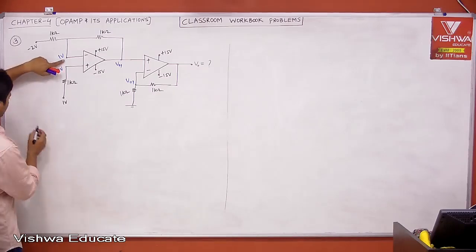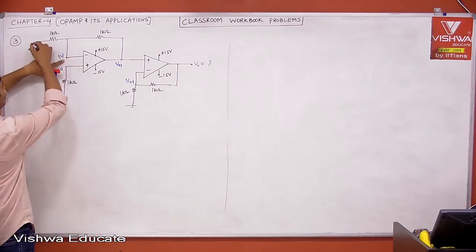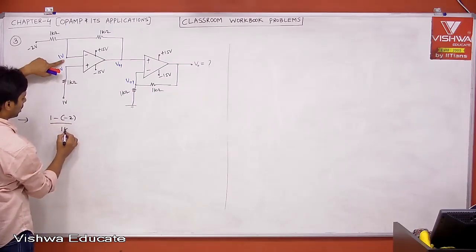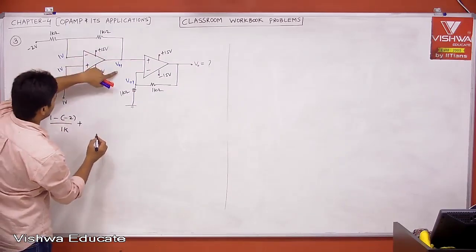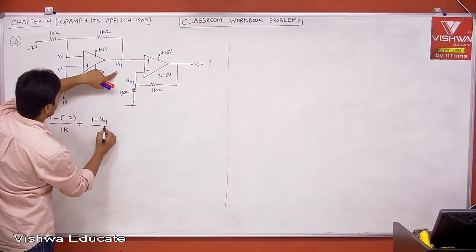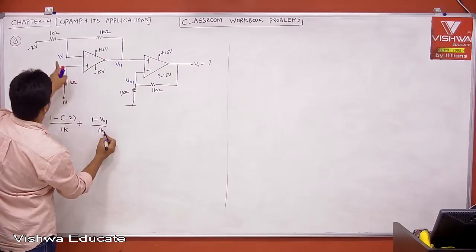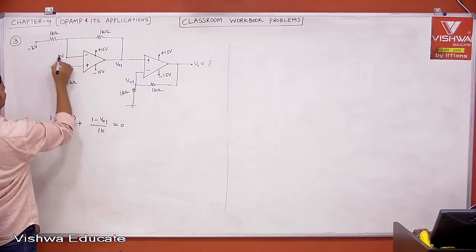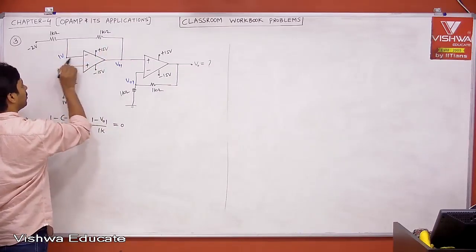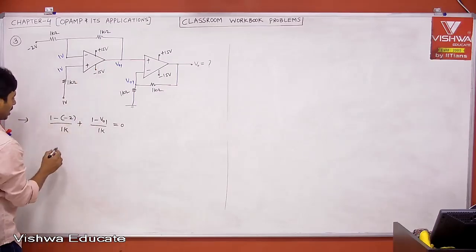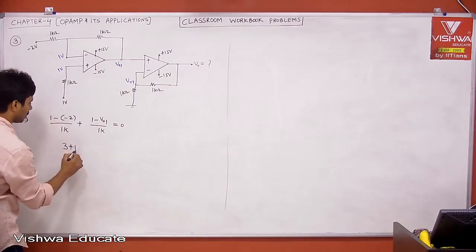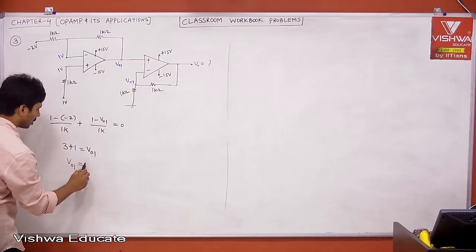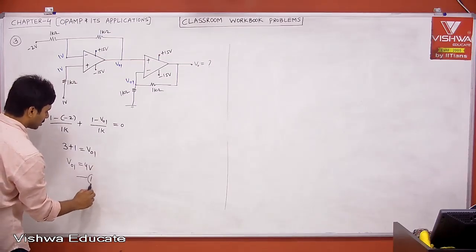Apply nodal analysis at this node. 1 minus of minus 2 divided by 1K plus 1 minus V01 divided by 1K plus current entering into op amp, that is 0. Therefore, current leaving from this node plus current leaving from this node plus current leaving from this node. Therefore, 1K will be cancelled. This is nothing but 3 plus 1 is equal to V01. Right? Therefore, V01 is equal to 4 volt. You can take it as equation 1.